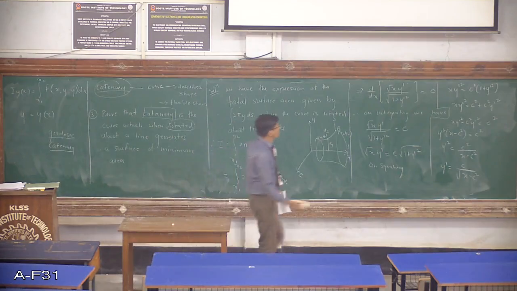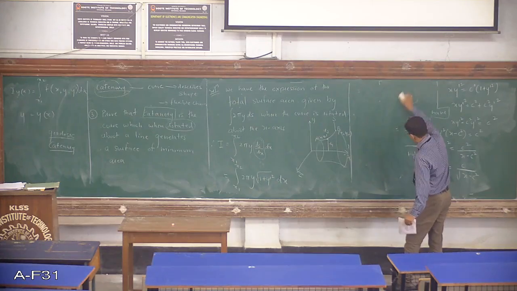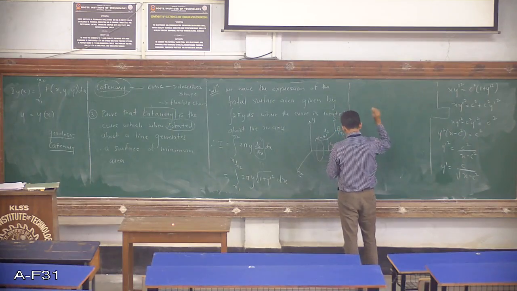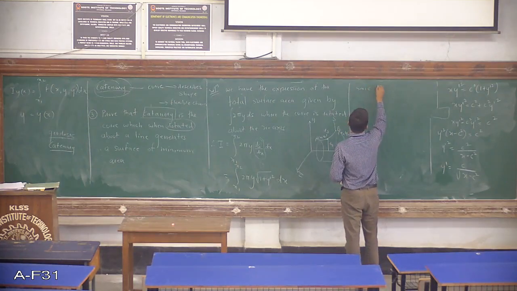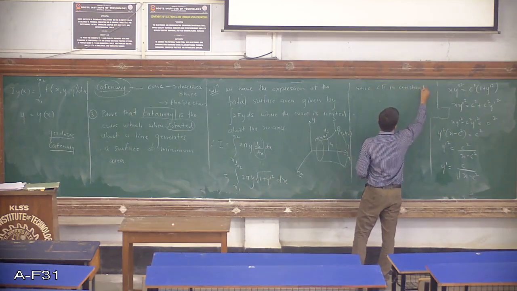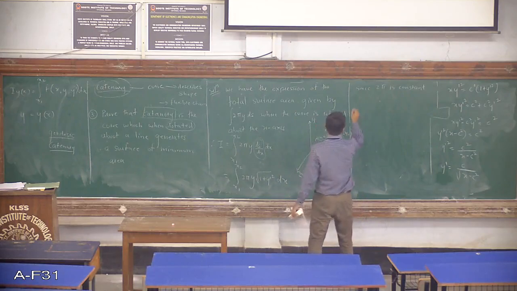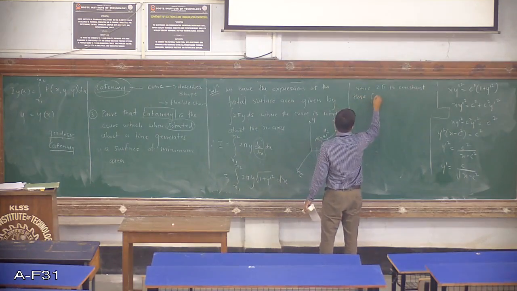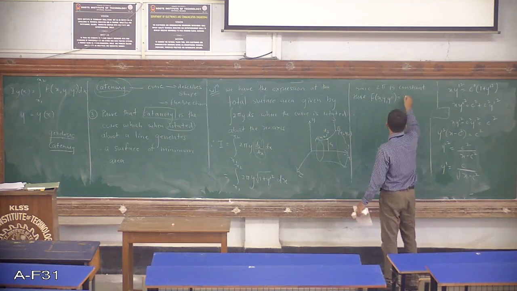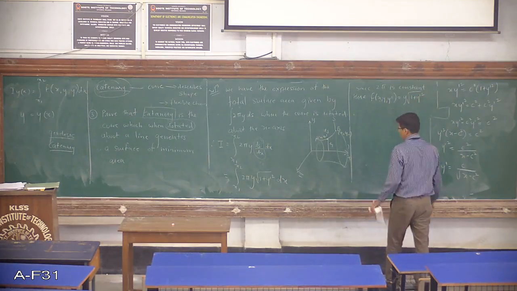Now here 2 pi is a constant. So this time f of x comma y prime is equal to, what is my function? Here it is y square root of 1 plus y1 prime square.